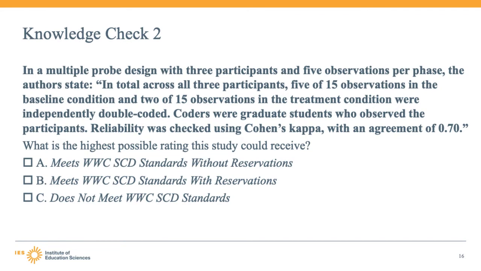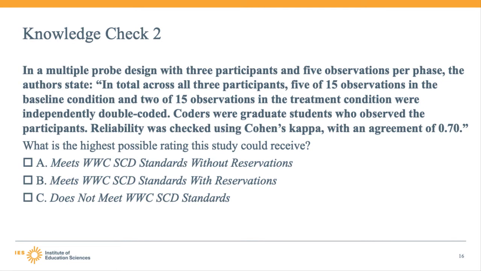Knowledge Check 2. In a multiple probe design with 3 participants and 5 observations per phase, the authors state, in total, across all 3 participants, 5 of 15 observations in the baseline condition and 2 of 15 observations in the treatment condition were independently double-coded. Coders were graduate students who observed the participants.